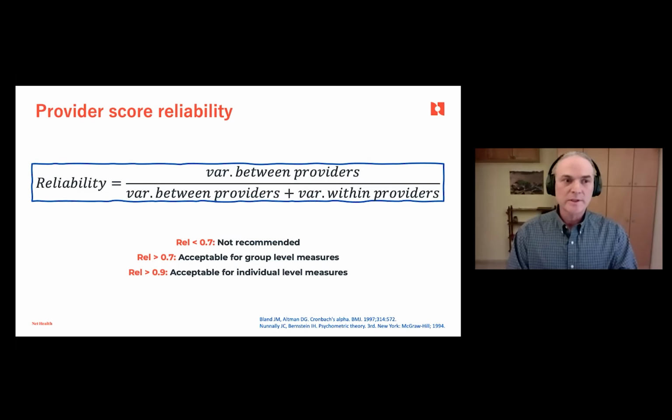Above 0.7 is typically acceptable for reliability of group level measures. And this is what we're dealing here when we talk about provider level measures. Above 0.9 is what we try to achieve when we're thinking of the patient level. The patient level is different than the group level because this is really where we make decisions for a specific patient. So we want to be even more accurate than when we're assessing a group level measure.